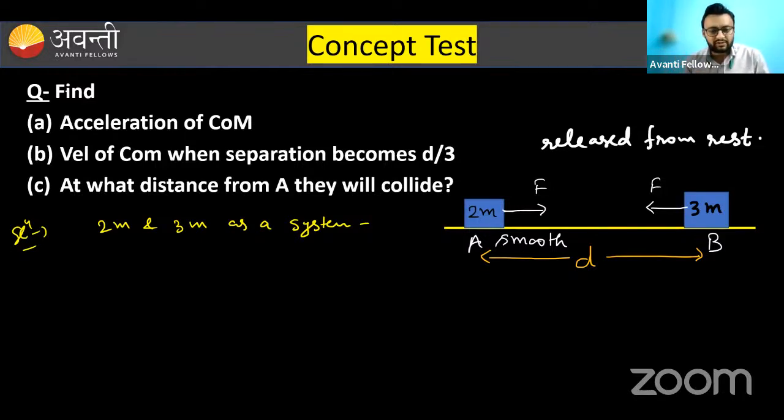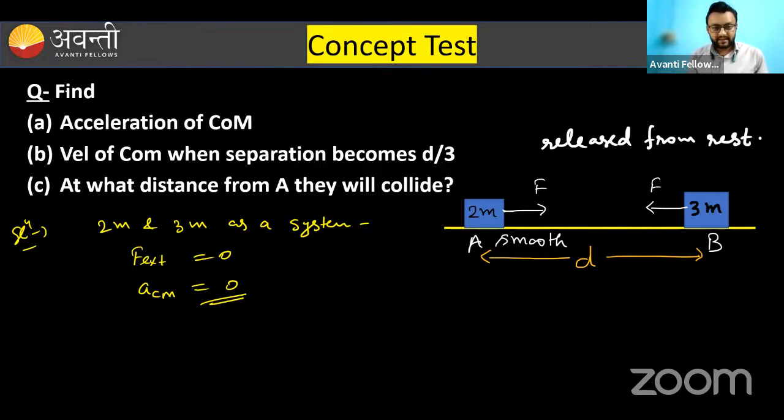Do you know the internal forces? The forces which are internal to the system, acting inside the system, are internal forces. So these F and F are internal forces, so there is no external force. F external is zero. So if F external is zero, then acceleration of center of mass will also be zero. This is a very clear-cut concept. Choosing the system, we can decide that acceleration of center of mass will be zero.